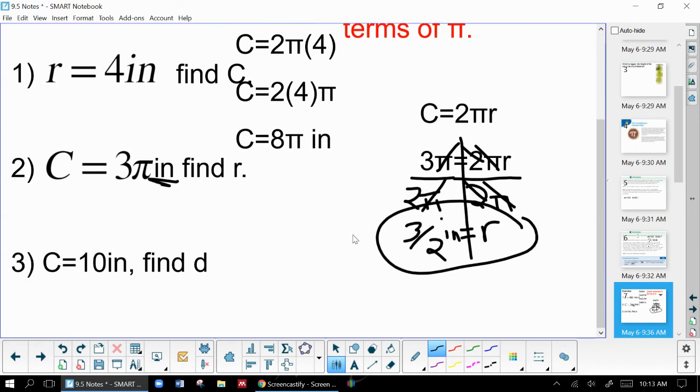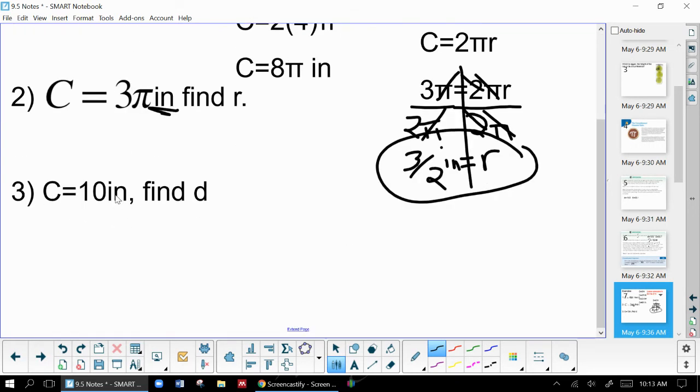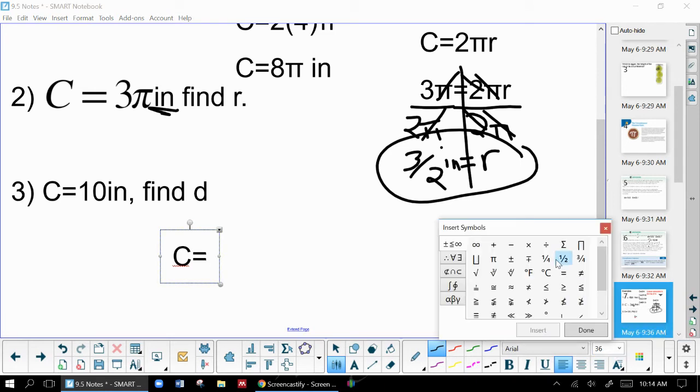Okay, one more here with this. We've got C equals 10 inches. Now we want to find D. So in this case, we want to write our formula with D in it instead of r. So C equals pi times D. We know C is 10. So 10 equals pi times D.